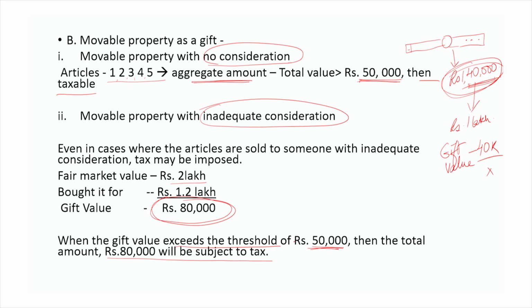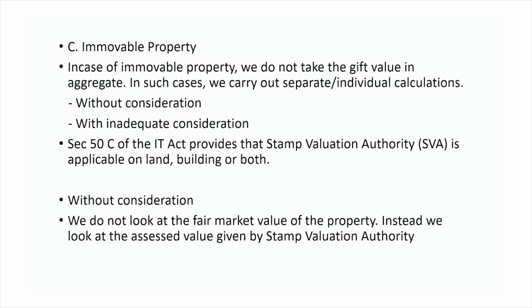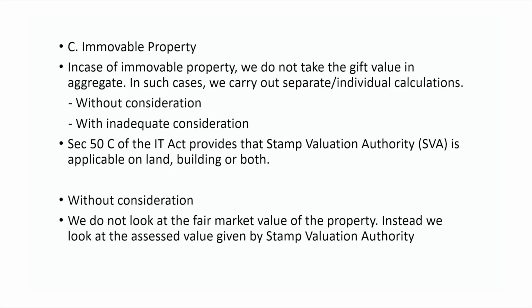Next, we look at the case of immovable property. So if you're lucky enough and you're blessed, you are going to receive some sort of immovable property as a gift. Now in case of immovable property, we do not take the gift value in aggregate. In such cases, we carry out separate individual calculations. So what was happening in movable property? We were putting it all together and finding out whether the value was exceeding 50,000 or not. But over here, in case of immovable property, we don't do that. We treat each of these, not articles, but each of these properties, as separate ones. So we carry out the calculation on every separate property.